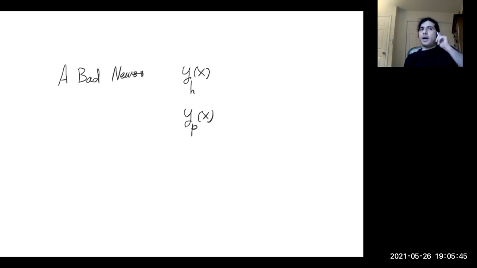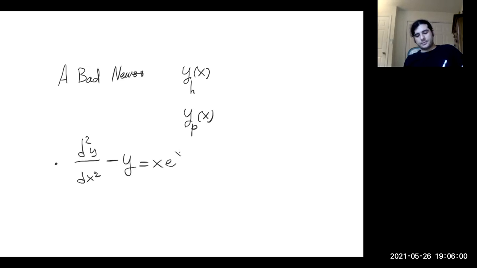So what do I mean by that? Let me give you an example. Suppose, consider this equation. The very first equation I wrote actually has this property. Consider this equation. If I want to solve this equation, I should first look at the homogeneous part, which is this one.